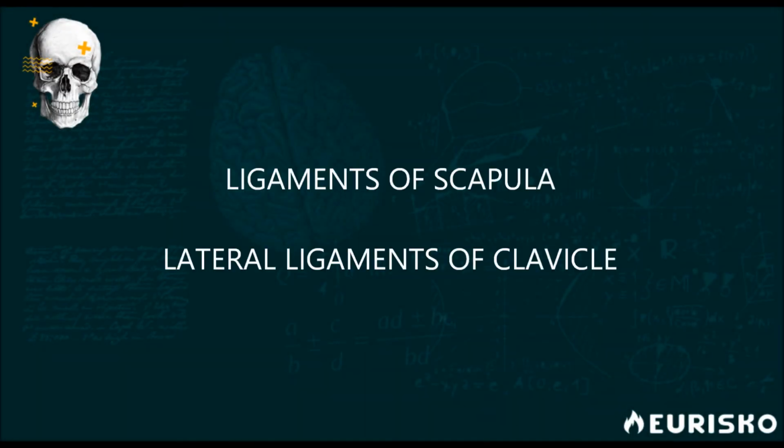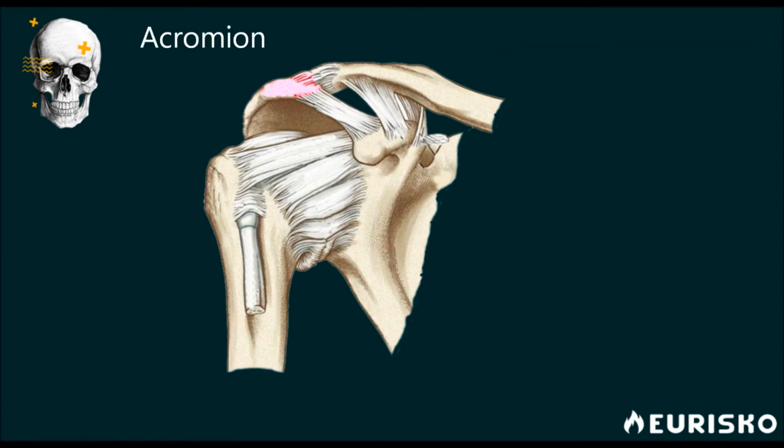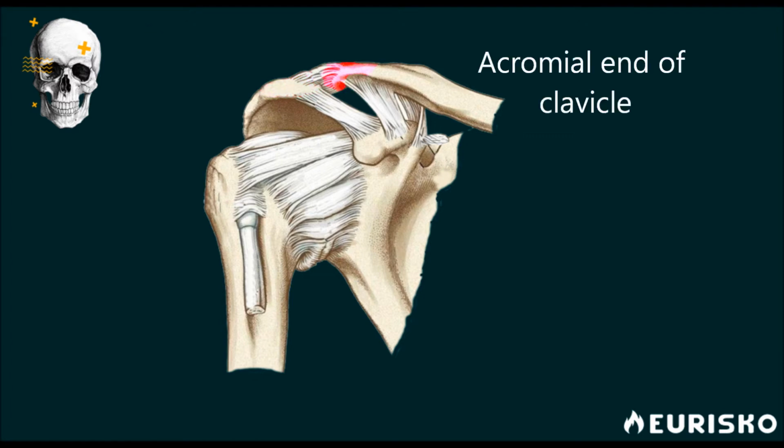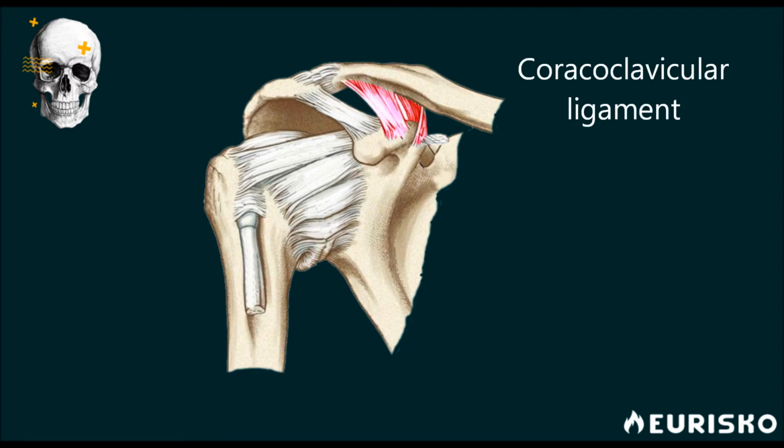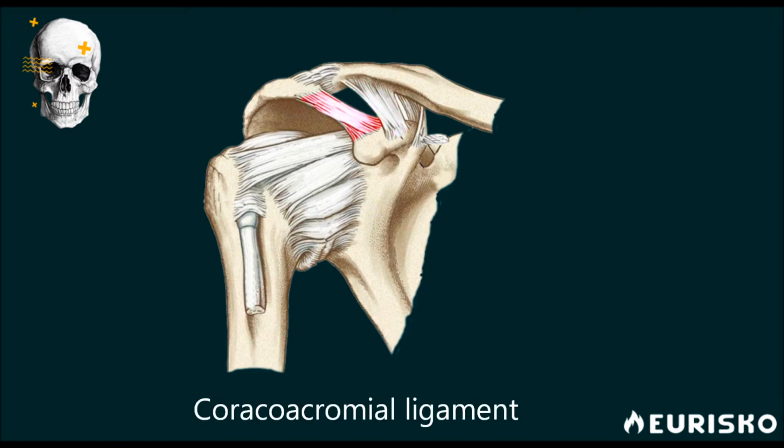Okay, let's describe the ligaments of the scapula and lateral ligaments of the clavicle, as well as the acromioclavicular joint. The acromioclavicular joint is a plane synovial joint. The articular surfaces are the acromion of the scapula and the acromial end of the clavicle. Ligaments: the coracoclavicular ligament consists of the conoid, attaching to the conoid tubercle of the clavicle, and the trapezoid, attaching to the trapezoid line. The coracoacromial ligament runs between the acromion and coracoid process.